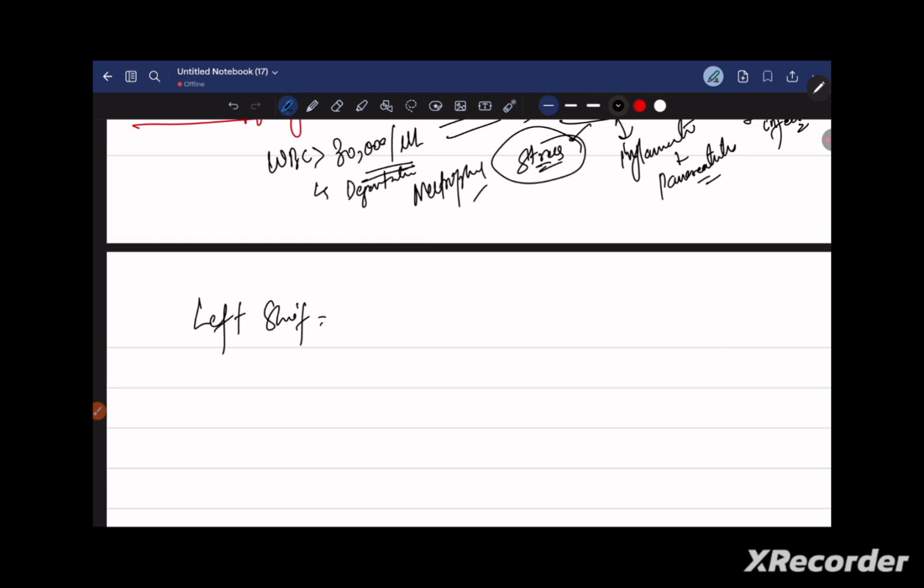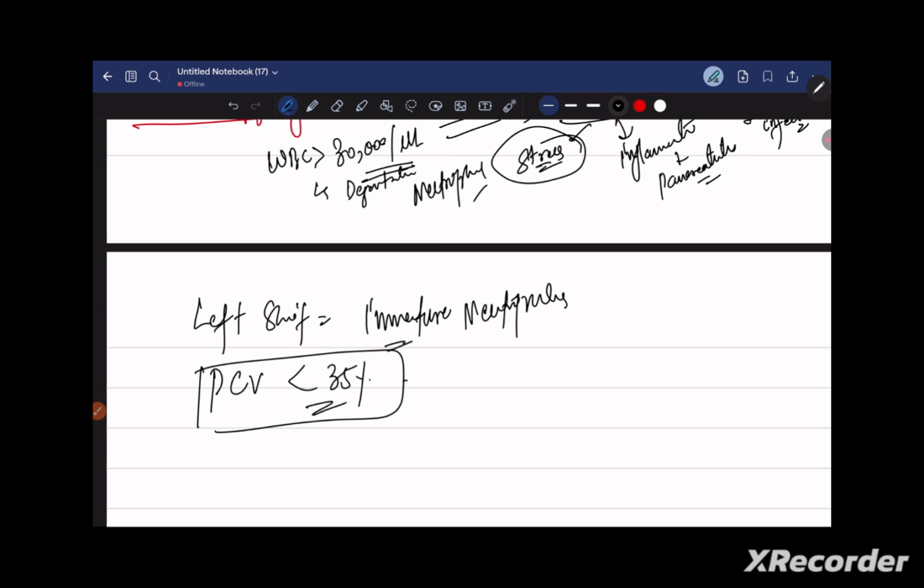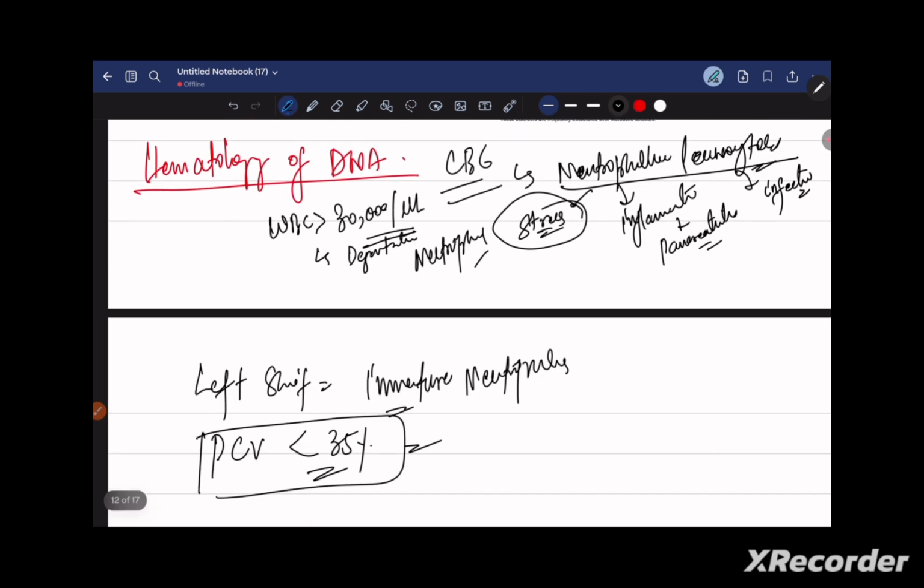So this is the CBC, and there will be a left shift. Mainly you will see immature cells, a left shift towards immature neutrophils. Second, the hematocrit PCV will be less than 35%. Why? Since there is volume depletion, there is a lot of dehydration because of the osmotic diuresis. So this will be in the hematology.